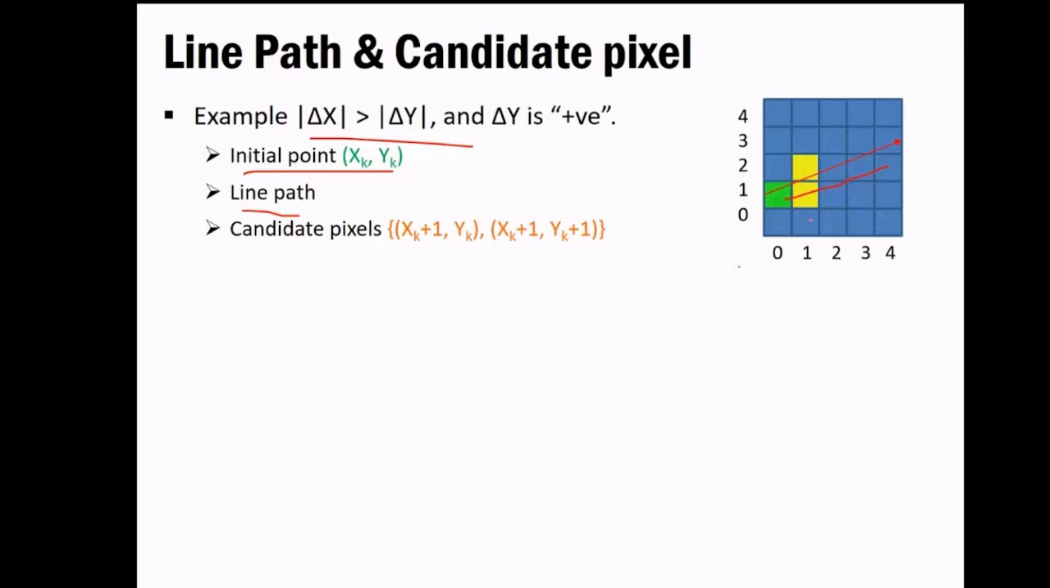Okay, so based on some algorithm, based on some calculation, we will be able to do this thing. So that is what we have to do now. We have to choose the candidate pixel. We have two available options, that is xk plus 1, yk, and similarly another pixel, that is xk plus 1, yk plus 1. So basically what you have to do is check for this thing as of now.